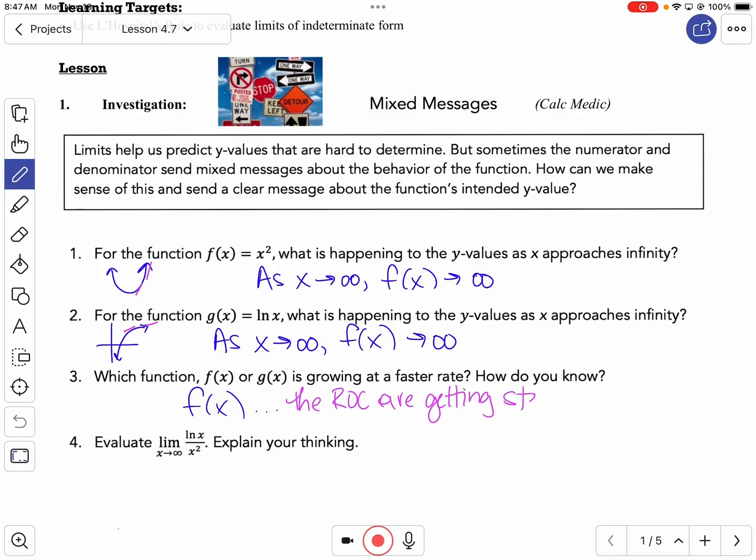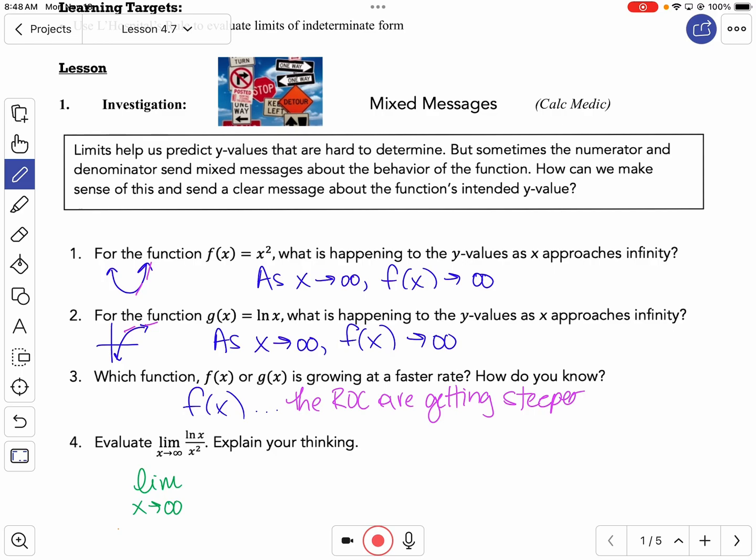Now, let's think about this limit. The limit as x approaches infinity of ln of x over g of x, so ln of x over x squared. What do you think that limit's going to approach? Did anybody put it in a calculator and look at it? That's always an option, right? They didn't say we couldn't, but we think it approaches 0. Why do we think that?